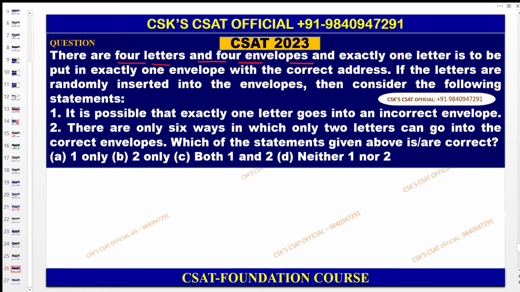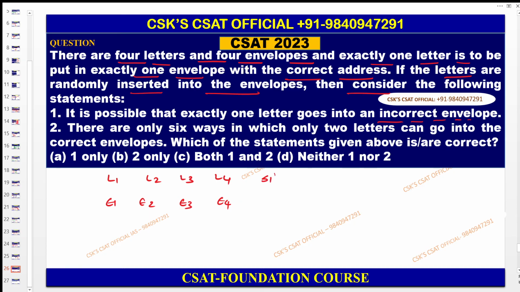Now try to understand this one. Four letters: letter 1, letter 2, letter 3, letter 4. And envelopes: E1, E2, E3, E4. Now try to understand. Exactly one letter is to be put in exactly one envelope with the correct address. If the letters are randomly inserted into the envelopes, then consider the following statements. It is possible that exactly one letter goes into an incorrect envelope. Incorrect. Now try to understand here.